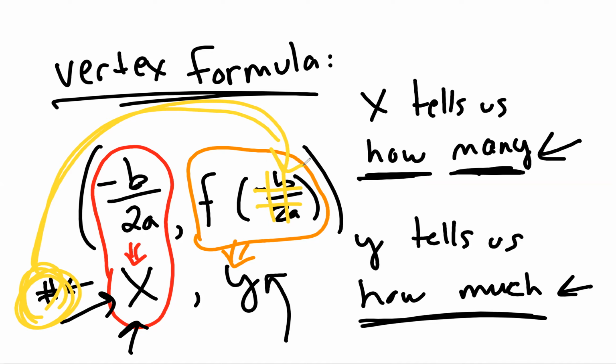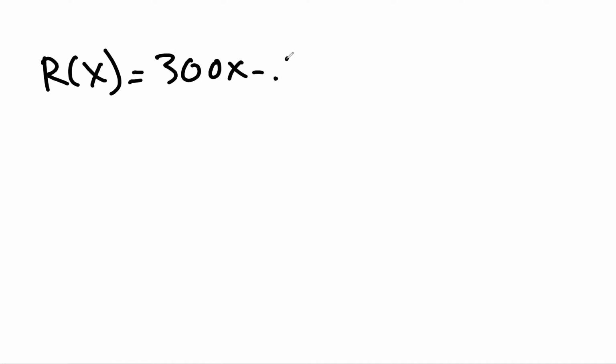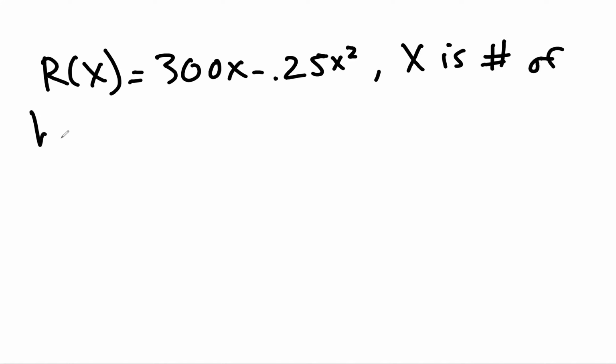We're going to do an actual problem. So the first one that we're going to do is this. We're going to be given this function, r of x equals 300 minus 5x squared. And in this function, I know that x is the number of hotel rooms that a certain hotel has booked for the weekend.